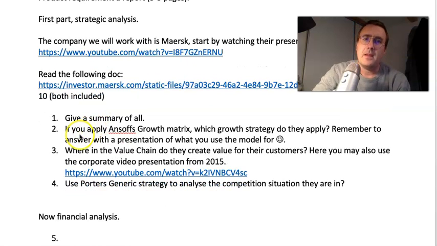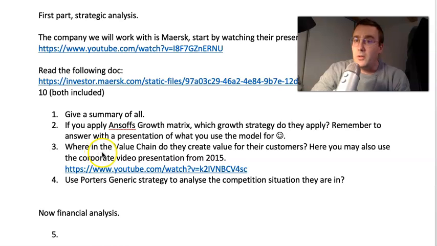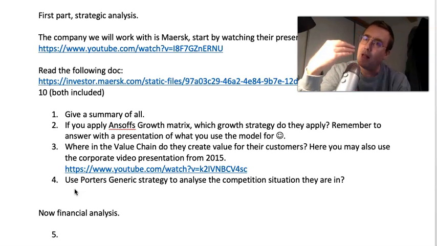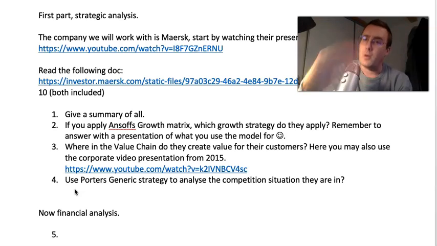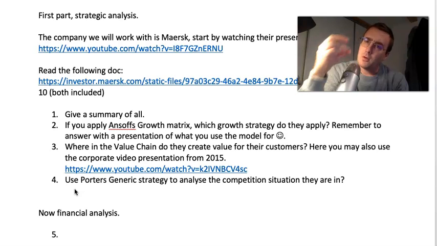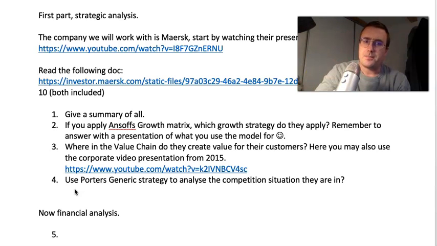Anyway, the value chain, Michael Porter's value chain. Where do they create value for their customers? Pretty obvious question. And Porter's generic strategies, the competitive focus: are we talking about cost leadership, or are we talking about something else? You need to present the model, then argue why you believe it's the following. It's really important with the arguments.